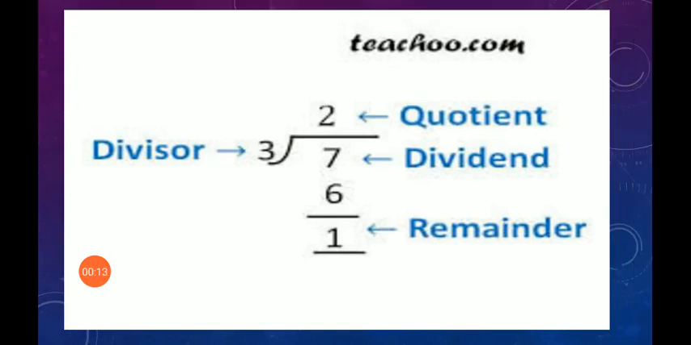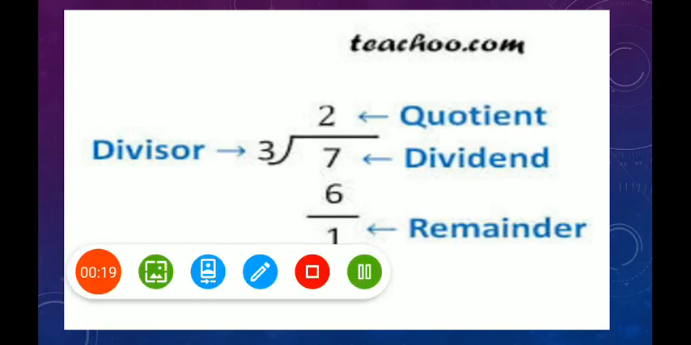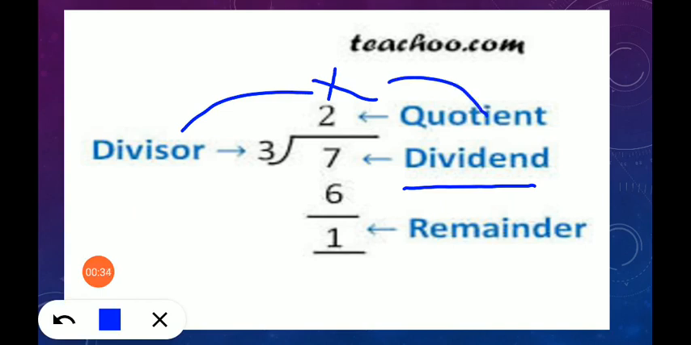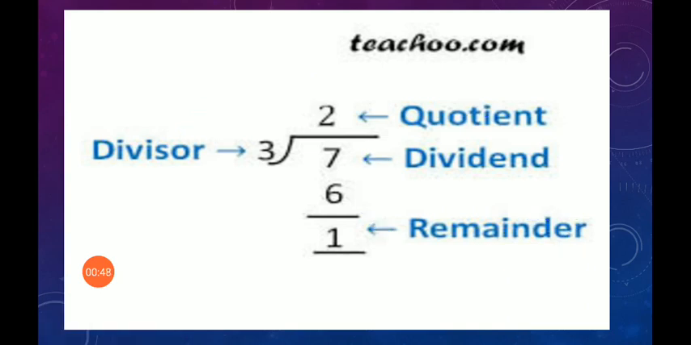Today we are going to learn about the division algorithm of polynomials. You already know about remainder, quotient, dividend, and divisor, and the relation between them, that you are also aware of. We know that dividend is equal to divisor into quotient plus remainder. You remember it? Okay, so let's move forward to our main topic.